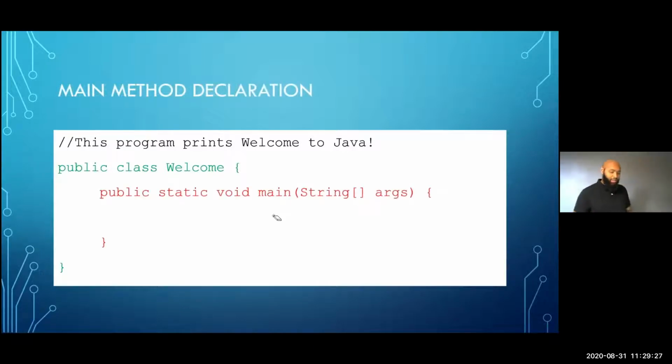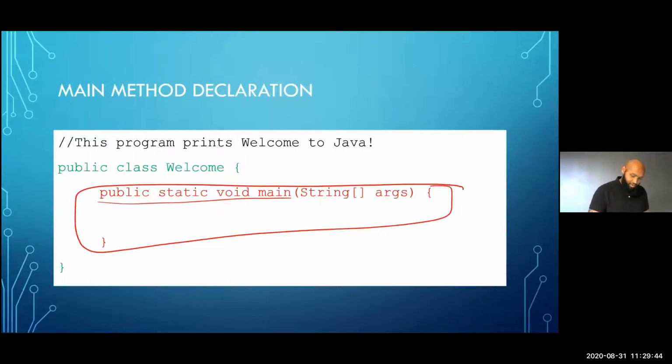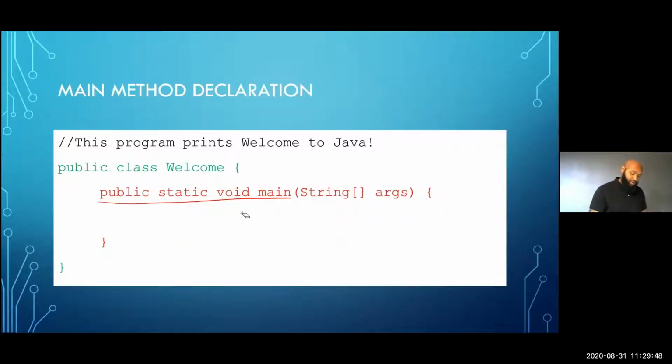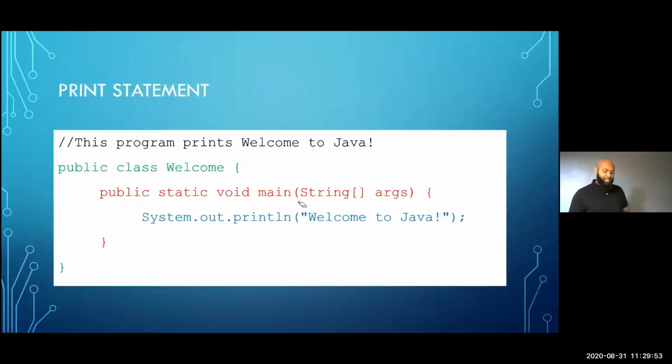Then you have your main method declaration, public static void main, String args. Your main method is the first method that is run in Java. It's where your program always starts. So anything inside this main method block right here is going to be run first. For example, this print statement is the first thing your program will run.